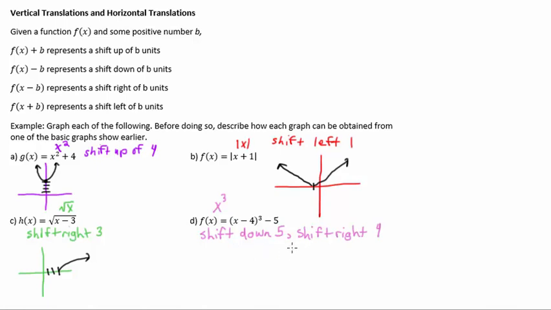So if I think about what the graph normally looks like, I'm just going to take it and move it down 5 and right 4. So this is where my pivot point is, and it goes up and to the right, down and to the left from that pivot point.